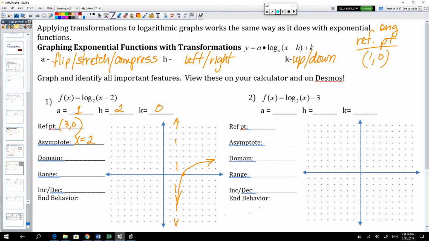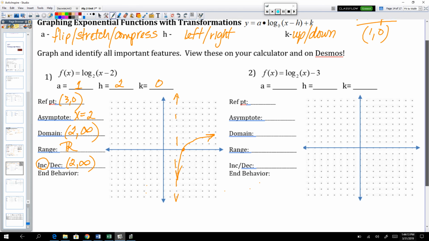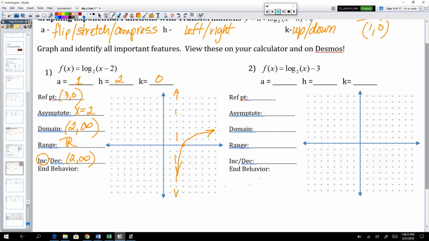You can grab some more values off of your table, but our domain on this, we don't go any further left than 2, and we'll go forever to the right. Our range is all real numbers, forever down, forever up. We are increasing from 2 to infinity. Remember, it doesn't go any further left. And increasing, decreasing is in terms of x values. So it's increasing from 2 to infinity.